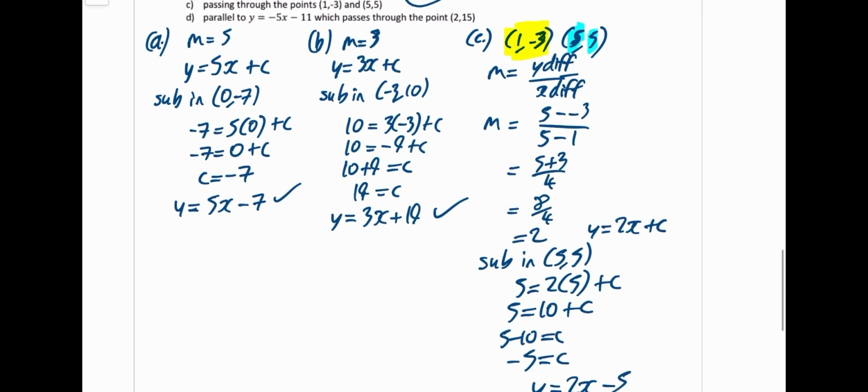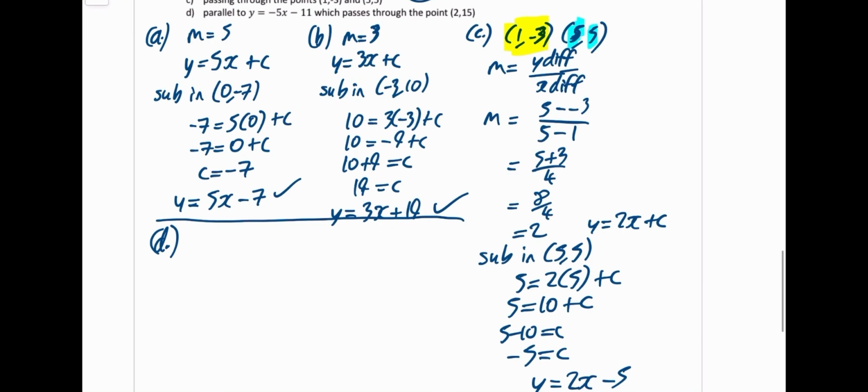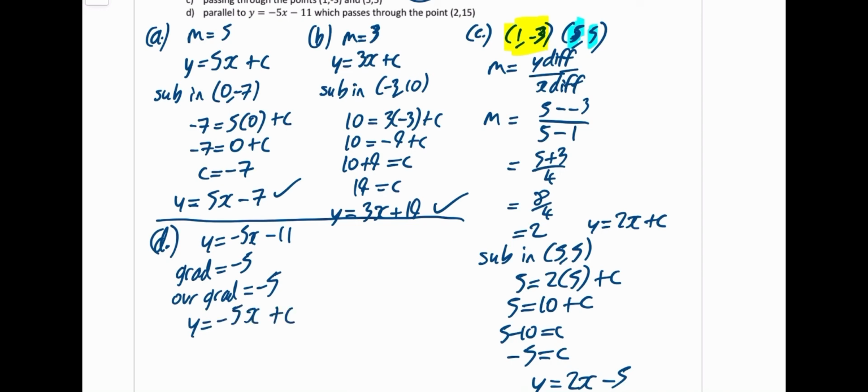Okay, for part D here, we've to find the equation of a line which is parallel to y is equal to minus 5x minus 11. So that means the gradient of this line is equal to minus 5, which means our gradient, if we're parallel to it, is also equal to minus 5. So what we know is our line is y equals minus 5x plus c. And then we'll sub in this point.